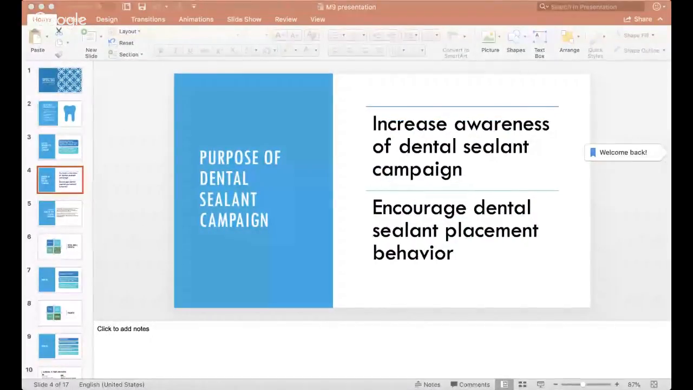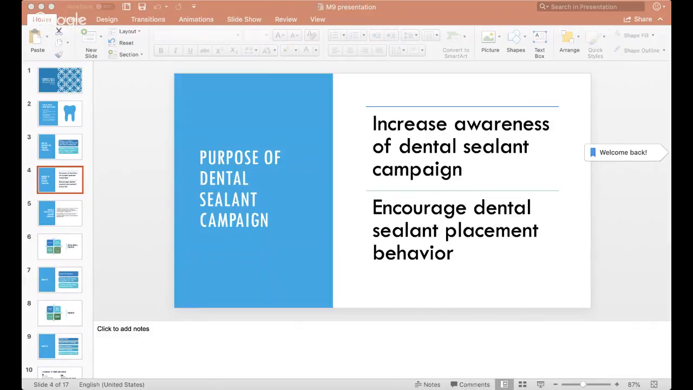The purpose of the dental sealant campaign is to increase awareness of dental sealants. The biggest thing is a lot of people do not understand or are not aware of how dental sealants can really benefit their oral cavity and help prevent cavities. There's always talk about what do I eat, what do I do, how many times do I brush. And this is one aspect. This is preventative care that can really help decrease the number of cavities that children experience.